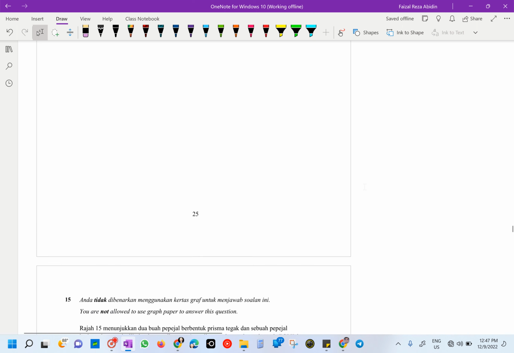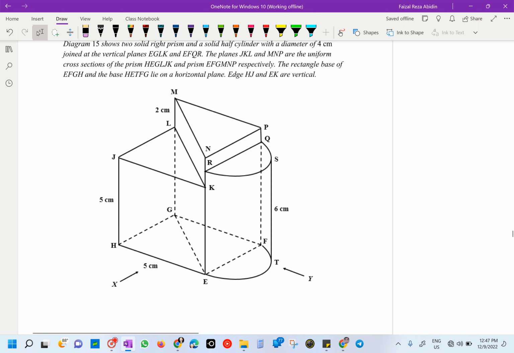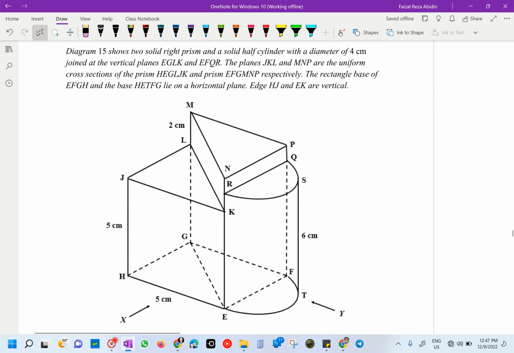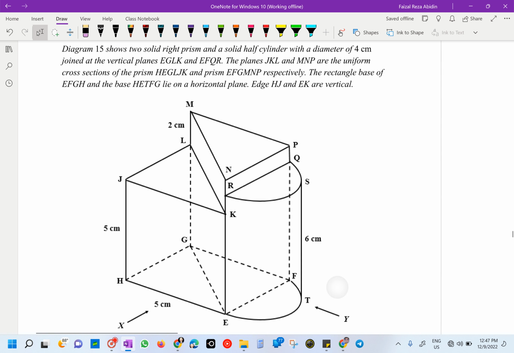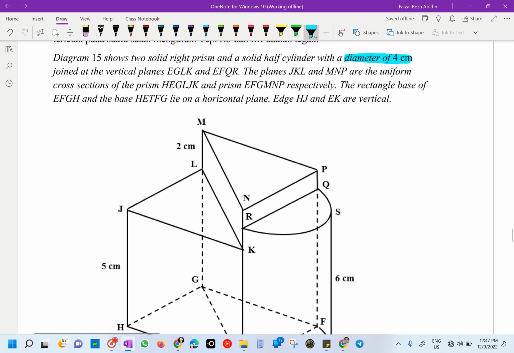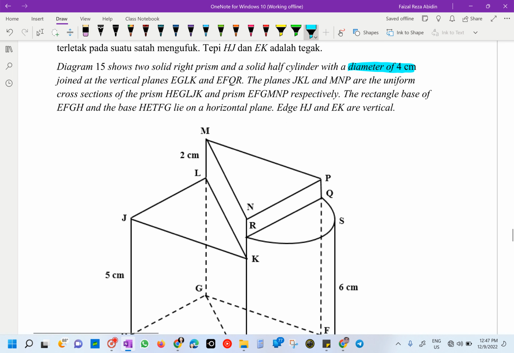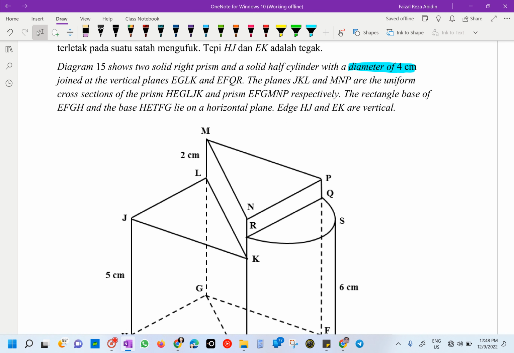Okay. A lot of people don't pay attention here. Where? Here. Diameter of 4 cm. It was already given. Diameter for which one? Cylinder. Where is it? It's going to be from R to Q here. QR here. This is going to be 4 cm.